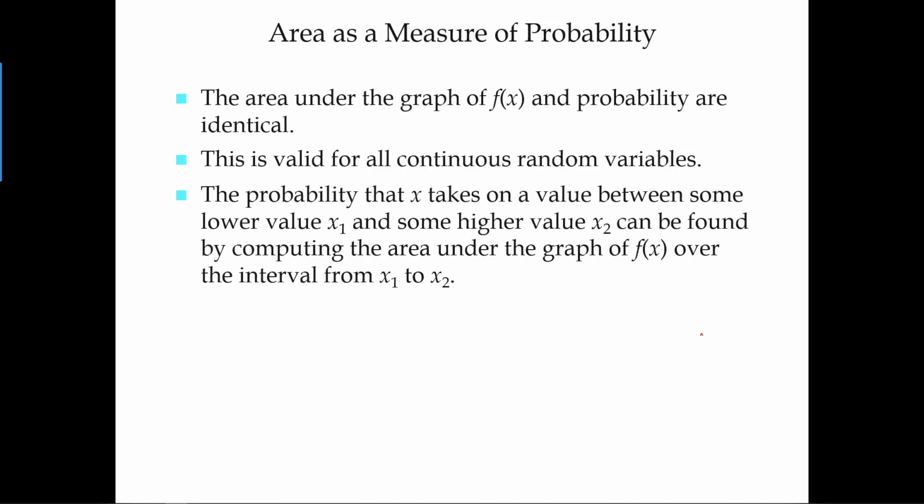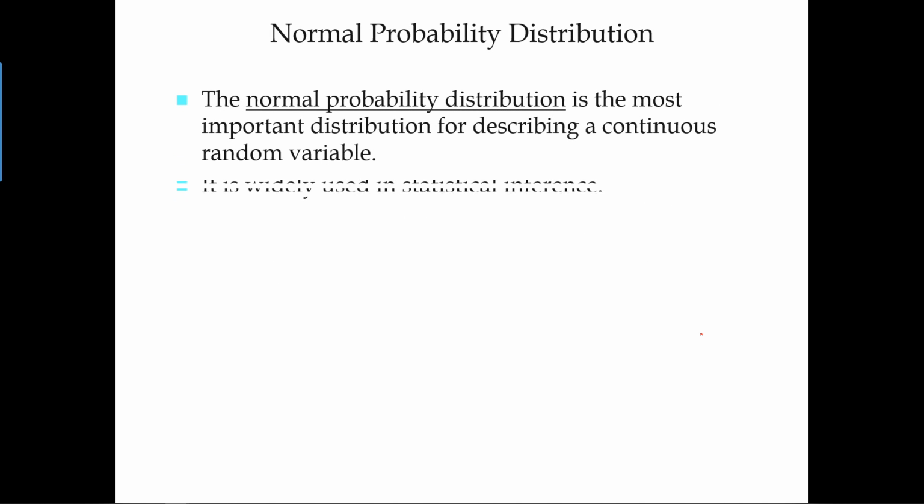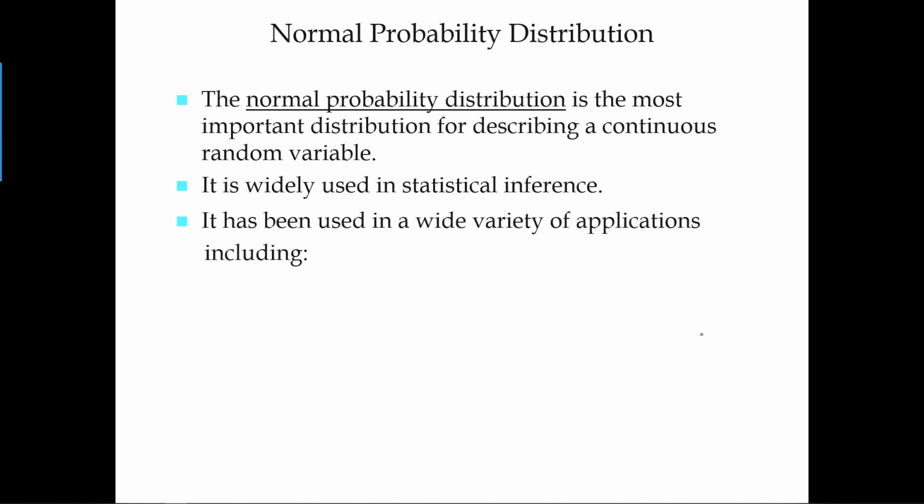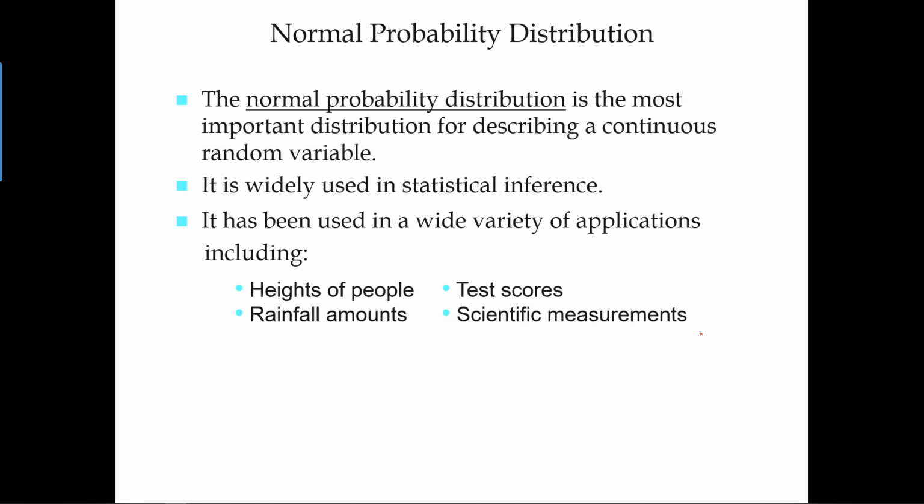And so that's basically what I explained. So now let's look at our normal distribution. The normal probability distribution is the most important distribution for describing a continual random variable. It is widely used in statistical inference.